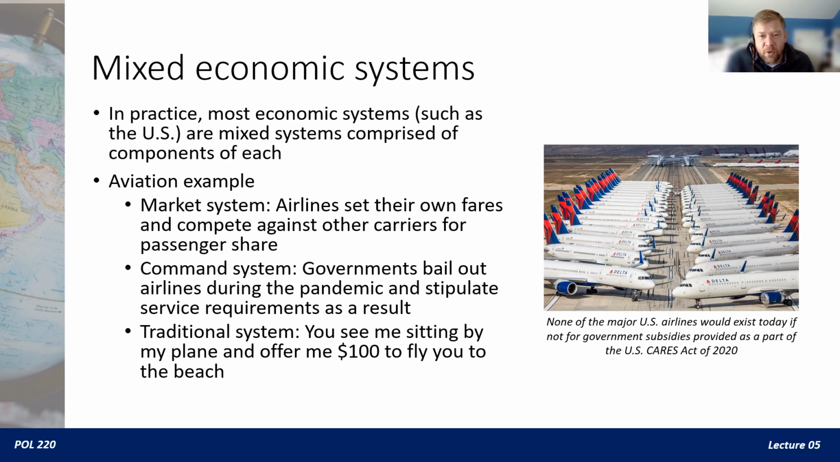I'm always going to use aviation as an example because that's what I know. For instance, if we were to apply a market system to aviation, that would be a situation where airlines set their own fares. They compete against other airlines for passenger share, and basically the government butts out of things. Under a command system, which is actually what we had before 1978, prior to deregulation of the airline industry, the government essentially has greater control. They can set prices. They can determine where airlines are going to fly.